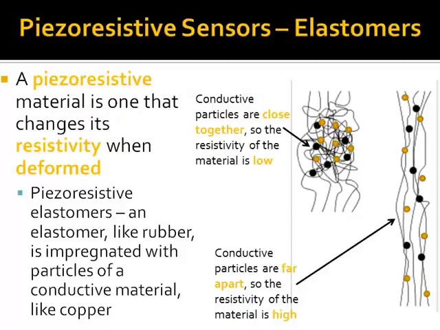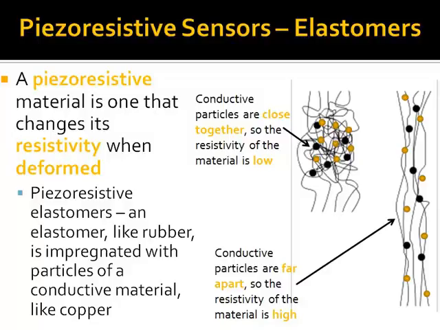One kind of material that works as a piezoresistive sensor is called an elastomer. An elastomer is an elastic material that has conductive particles embedded within it. When this material is compressed, as is shown on the left here, the conductive particles are close together, and so the resistivity is low. And when the resistivity is low, the resistance of the material is also low. When the material is released from its compression or even stretched, then the conductive particles become far apart, and so the resistivity of the material becomes higher.